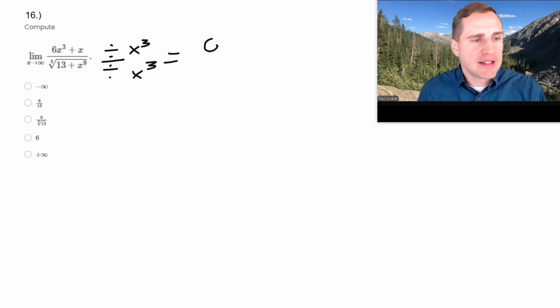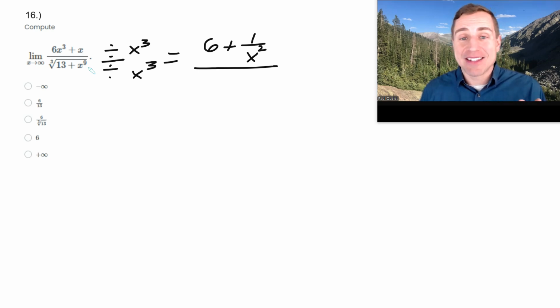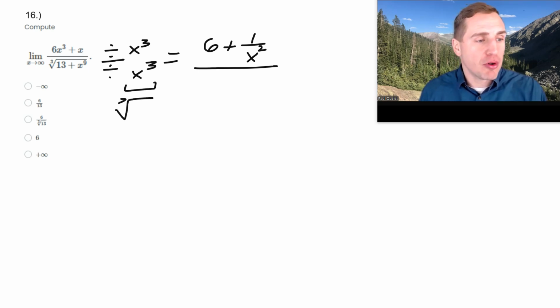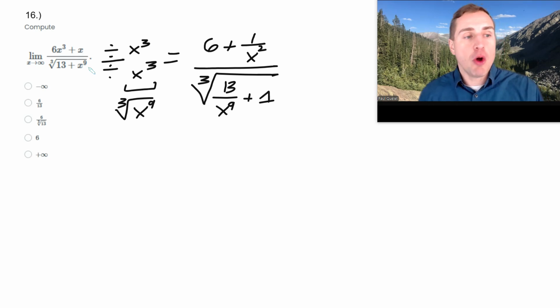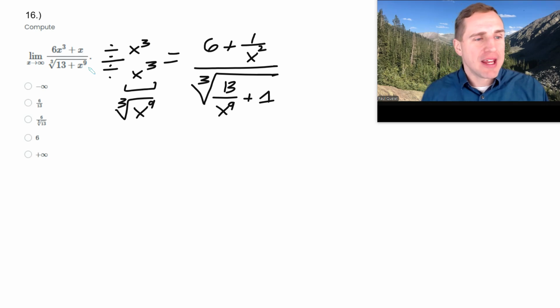So we get 6 plus 1 over x squared. Notice we got 1 over x squared because x over x to the third is 1 over x squared. Dividing this through by x cubed is like dividing by x to the ninth under a cube root. So this is the same thing as the cube root of x to the ninth. We divide through by the highest power. We have the cube root of 13 over x to the ninth plus 1. Now notice we're still taking the limit as x approaches infinity.